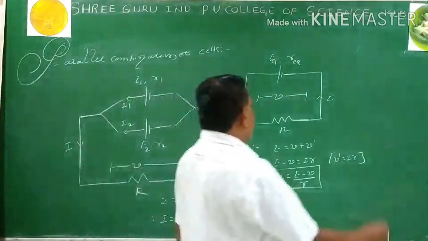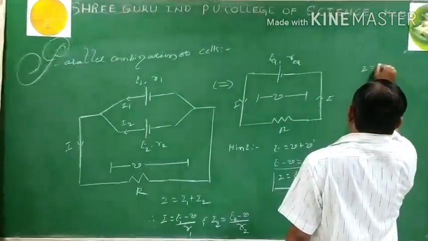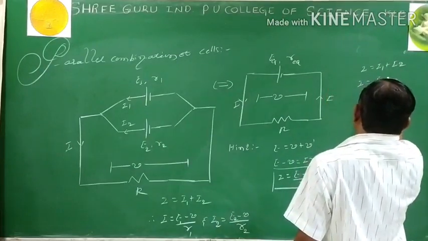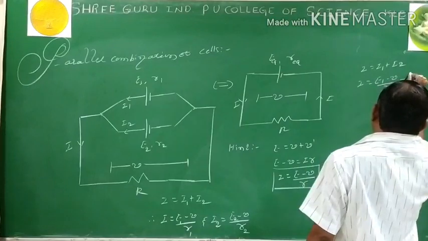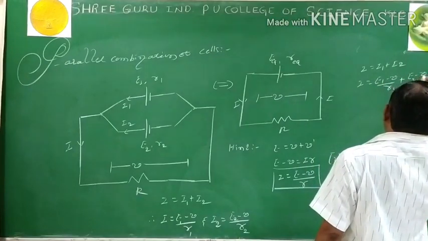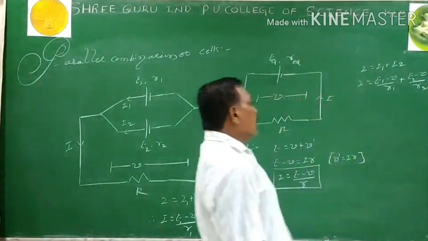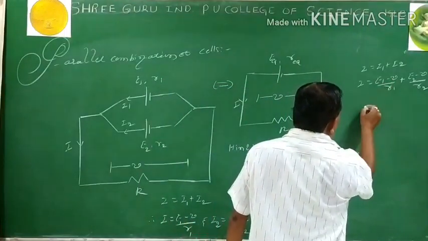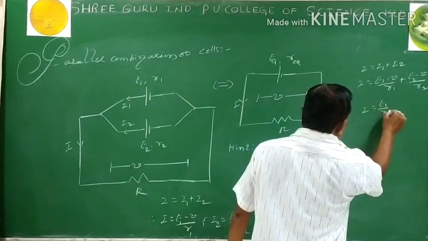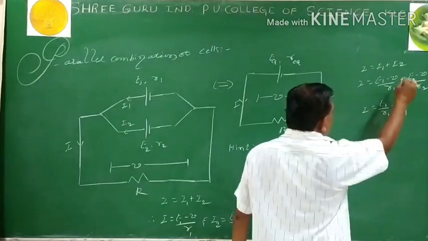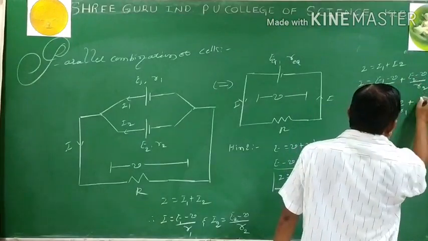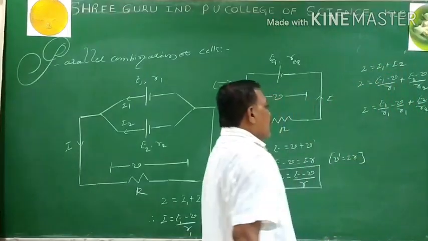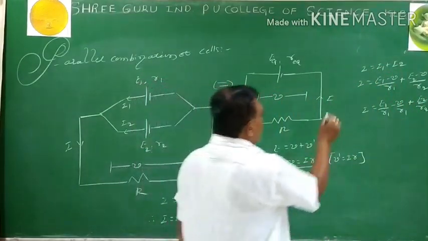So I equals, shall I go for I1 plus I2 once again? Then you substitute the values. I1 is E1 minus V divided by R1, and I2 is E2 minus V divided by R2. Then I make the separation. Divide each term of the numerator by R1. So shall I write E1 by R1 minus V by R1? Similarly for this, divide each term of the numerator by R2, E2 by R2 minus V by R2. I make the separation.